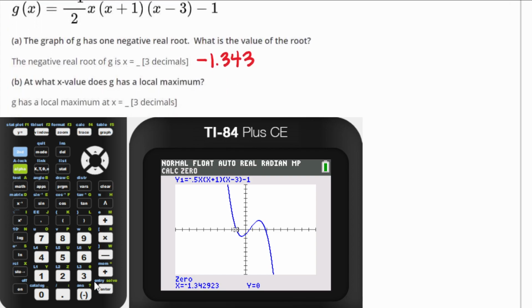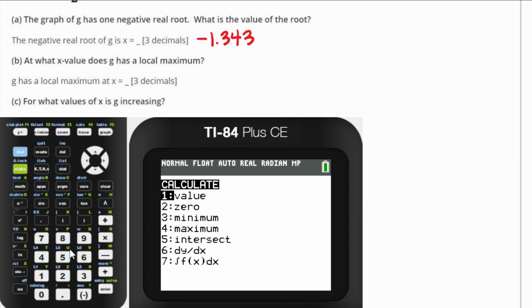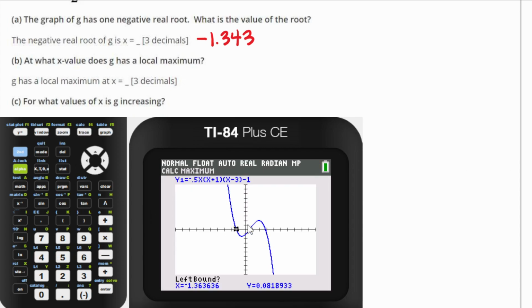Okay, at what x value does g have a local maximum? So we're looking for the x coordinate right here. We're going to calculate a maximum. It looks like it's between x equals 1 and x equals 3, so I'm going to type in 1 to 3, but you could scroll if you like. Give it a guess. And the maximum is going to happen at x equals 1.869 or 1.868.